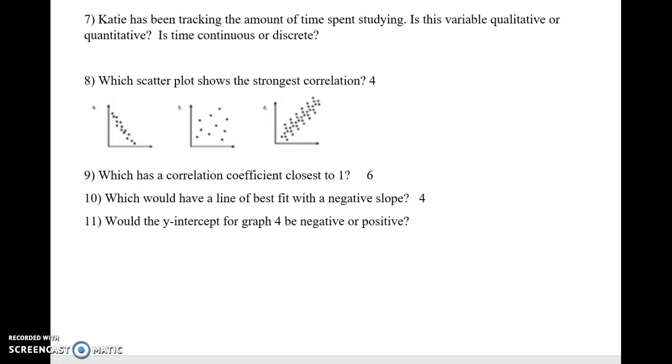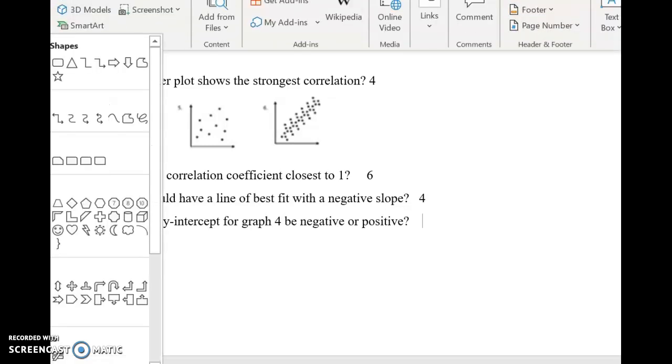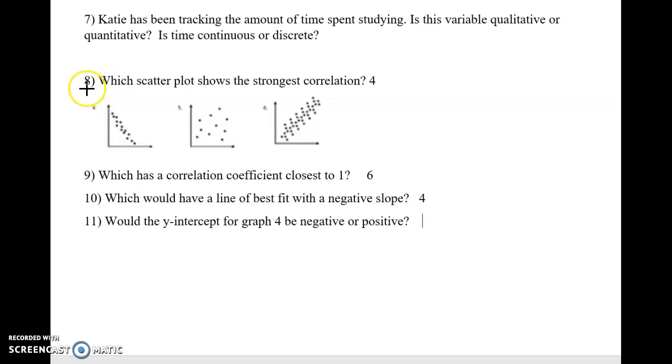Would the y-intercept for graph 4 be negative or positive? Well, if we were to continue that line, let's actually do that. I'm going to put a shape in here for it, and we'll get a line. If I were to put a line in here, it would match sort of like that. And clearly, this is hitting above 0 on the y-axis, so it's a positive one.